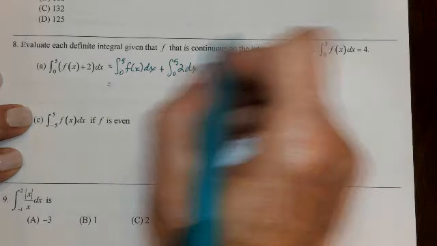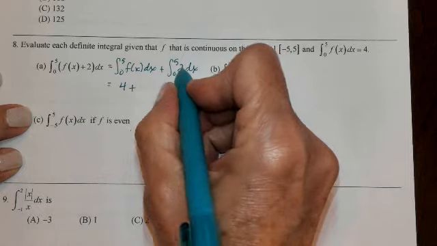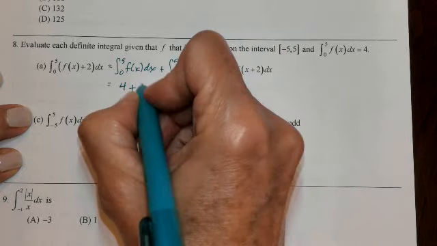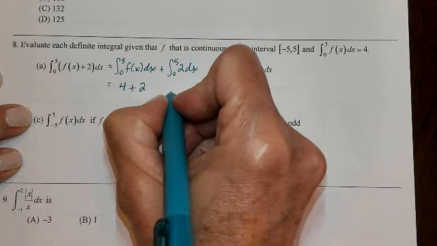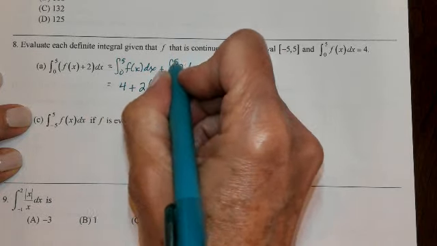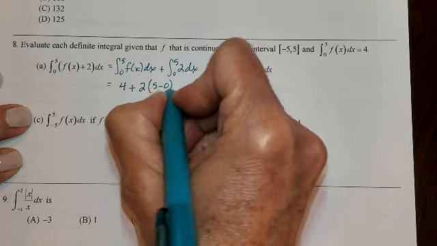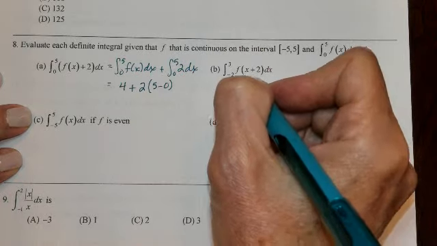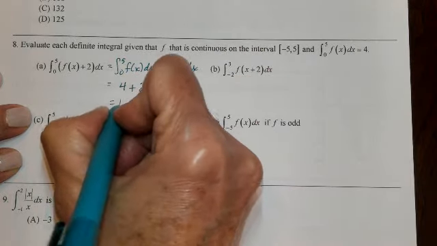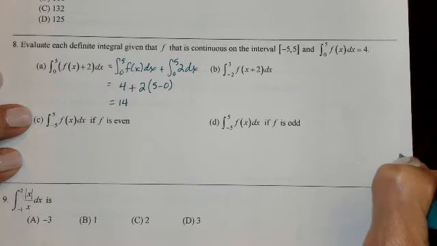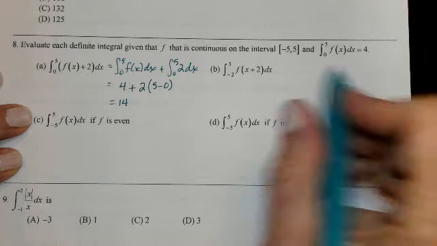This integral we are given to be 4, and this is just our constant. So remember how you integrate just a constant, 2 times b minus a. So that would be 10. So this whole thing would be 14. Okay. Part B.